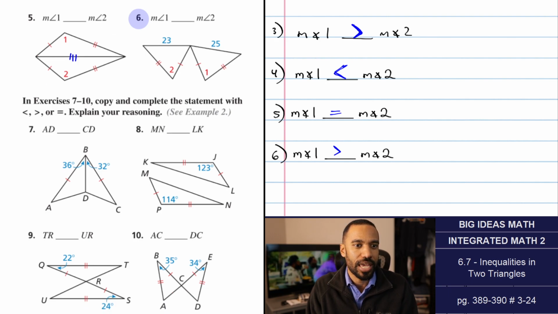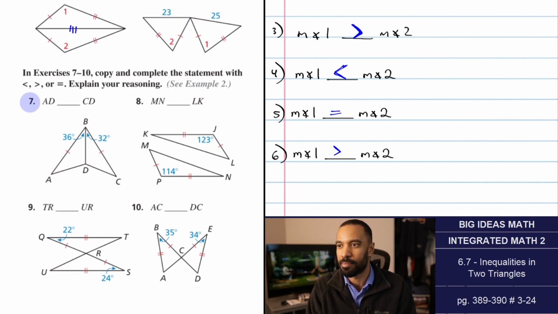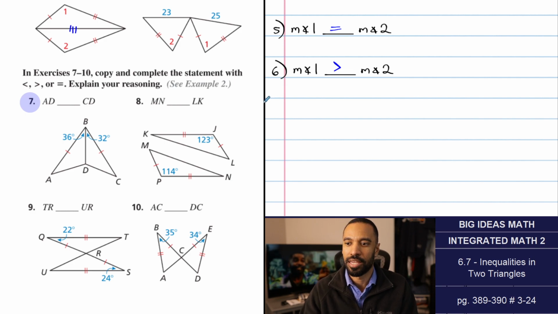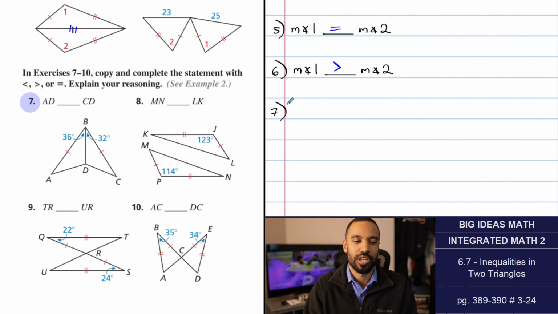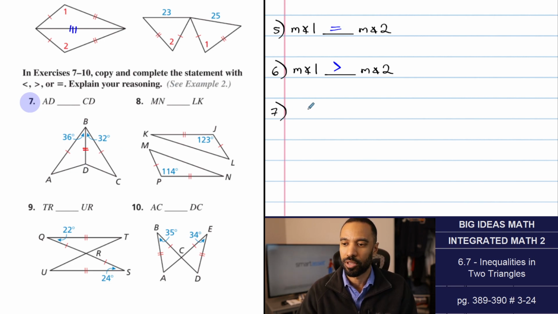All right, number 7 through 10. Copy and complete the statement with greater than, less than, or equal to. Explain your reasoning. More of the same, but this time it looks like the hinge theorem is at large. So on this number 7, we have a set of congruent sides that are marked, and then in between, by the reflexive property, these sides would be congruent to each other. The included angle right here is 36 degrees, 32 degrees respectively. Opposite the larger angle should be the longer side. So AD should be greater than CD in comparison.